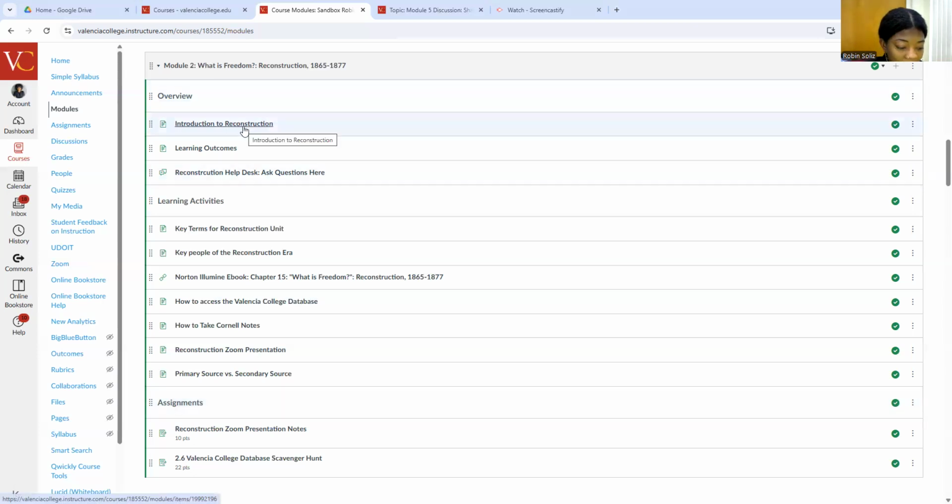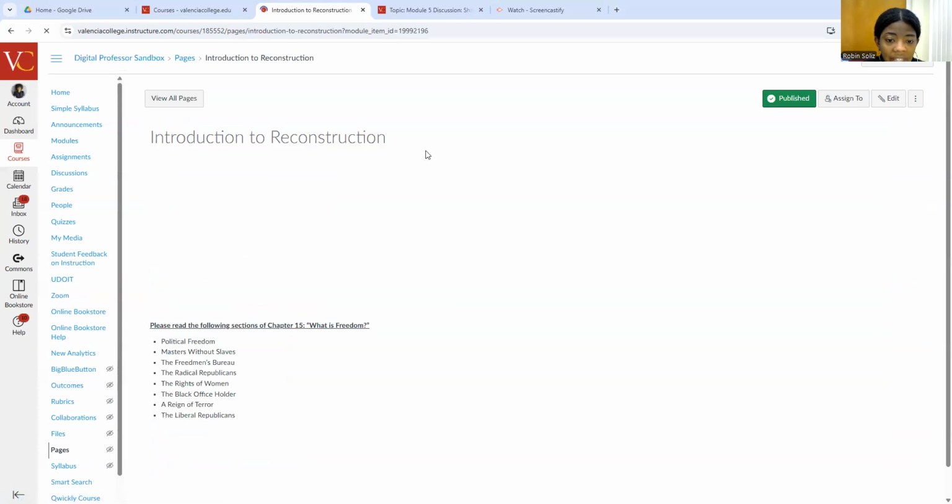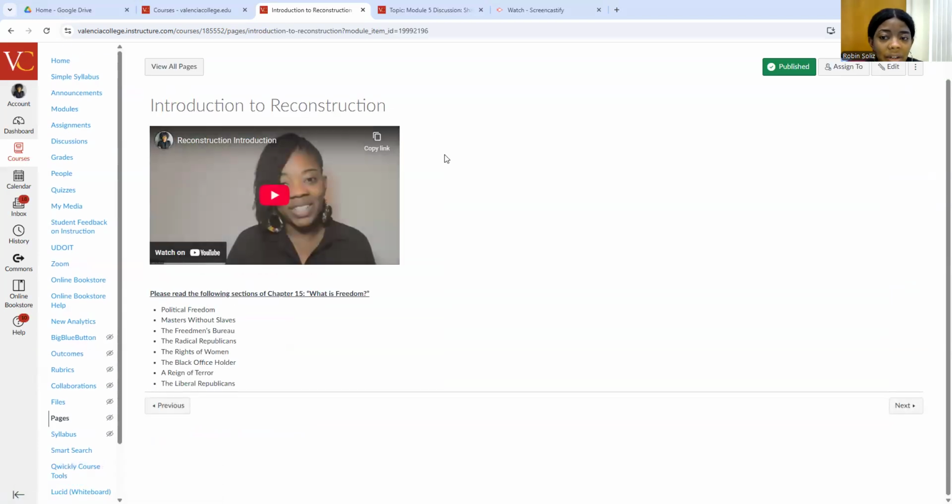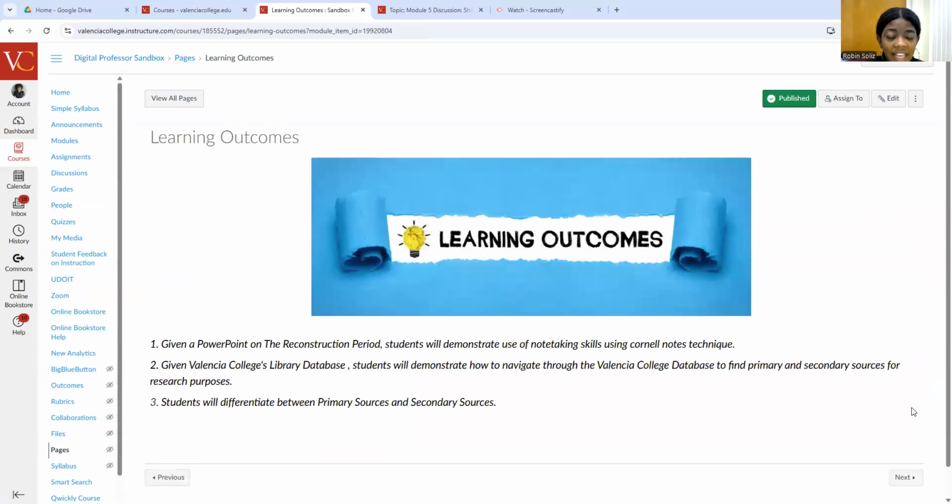So when students go into the module, they will have an introduction by me on the Reconstruction. It's just a simple overview of what students are expected to do in this module, and what Reconstruction is. And then below my introduction are the sections that I want them to read out of the textbook. And then the learning outcomes, so they know what they're expected to do in this course.